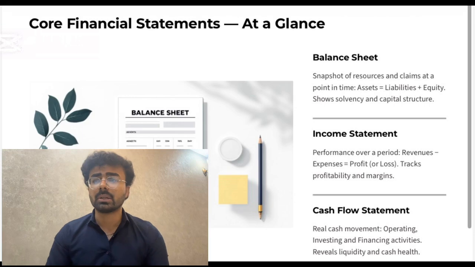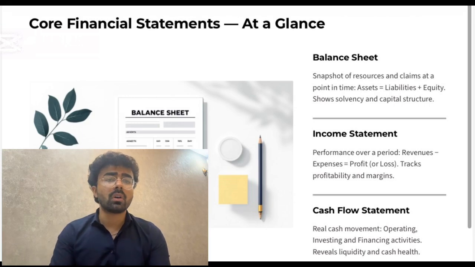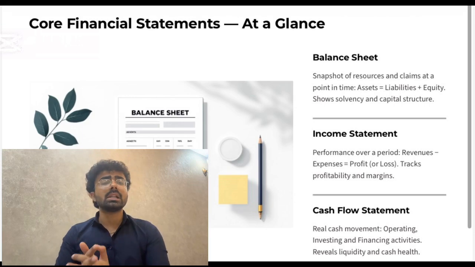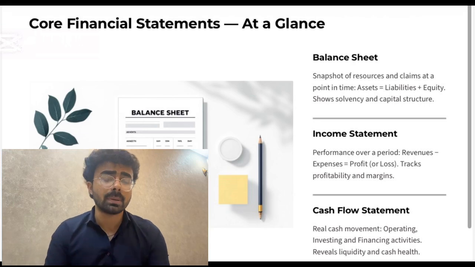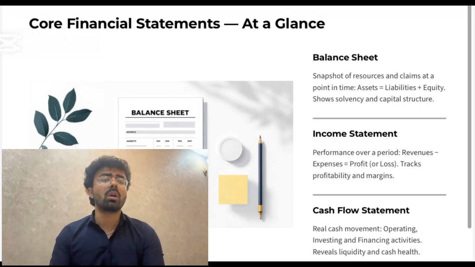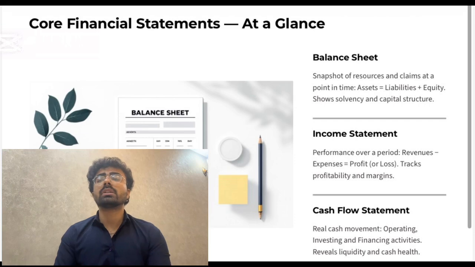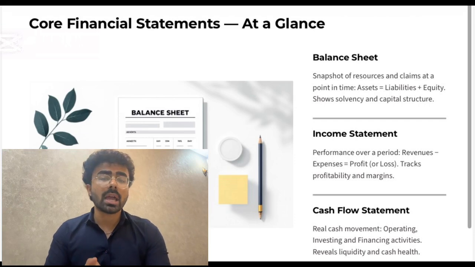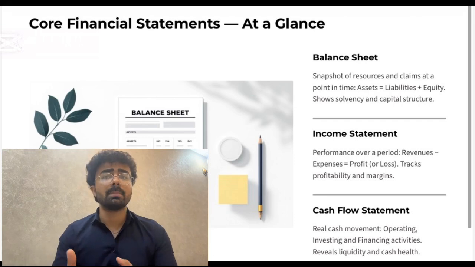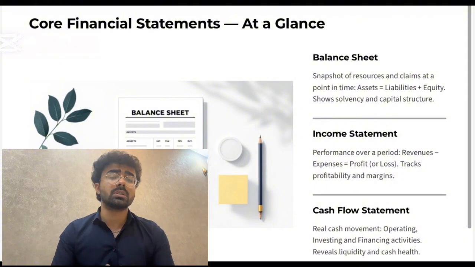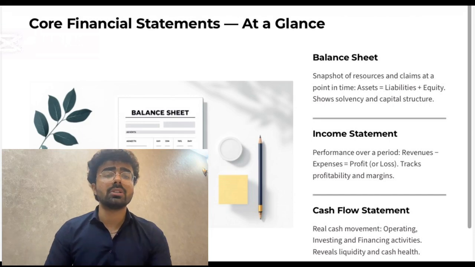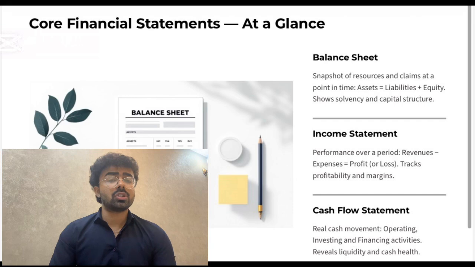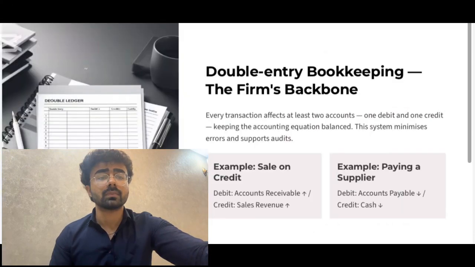Number two is the income statement, which shows performance of a business over a period. It tells us that revenue minus expenses equals the profit or loss. Number three is the cash flow statement. This tracks actual cash movement inside a business and outside of the business as well, which helps us understand liquidity. Together, these three give a complete financial picture of a business, which shareholders might use.